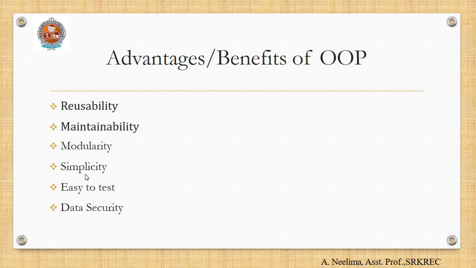And next, coming to simplicity. OOPS provides simplicity as data is the critical element and modularity is followed. The next benefit is that it is easy to test. It is easy to test an object-oriented program as OOPS simulates real-world scenarios. The scenarios could be used for testing the software system. And the last benefit of OOPS is data security. OOPS provides data security by hiding the data, for example, using private members of the class.